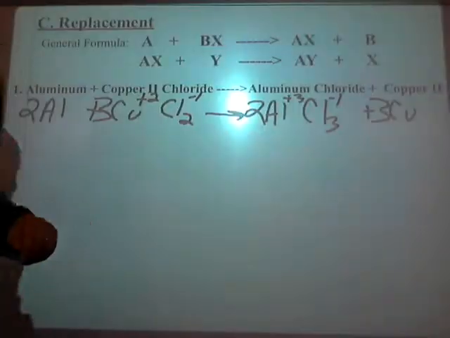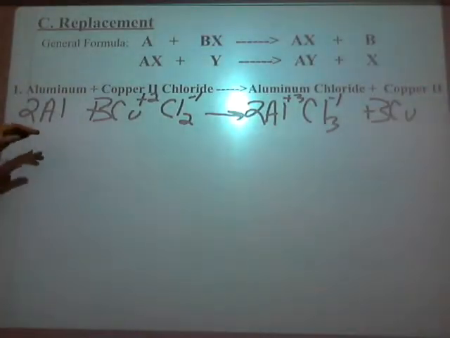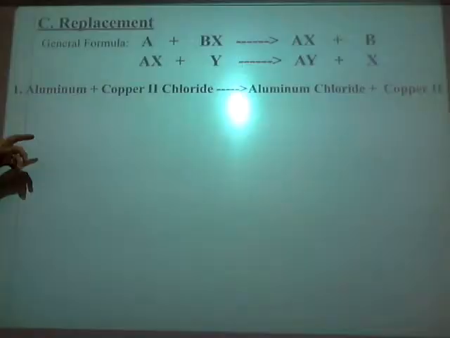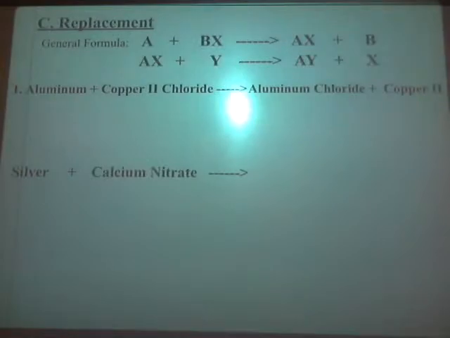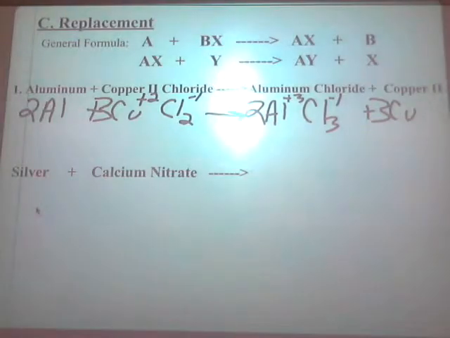Okay. Let's do the next one. Now, I don't want you to call this number 2 for a reason. Trust me on this. You're going to see in a minute why I didn't want you to do this. Do not call this number 2. Just write this down underneath the last one. Silver plus calcium nitrate.